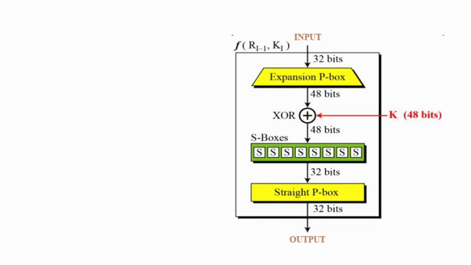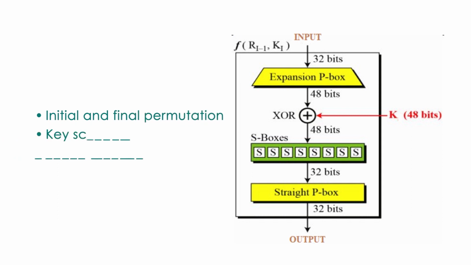Since DES is based on the Feistel cipher, all that is required to specify DES is initial and final permutation, key schedule and round function. The initial and final permutations are straight permutation boxes or P boxes that are inverses of each other. They have no cryptographic significance in DES.